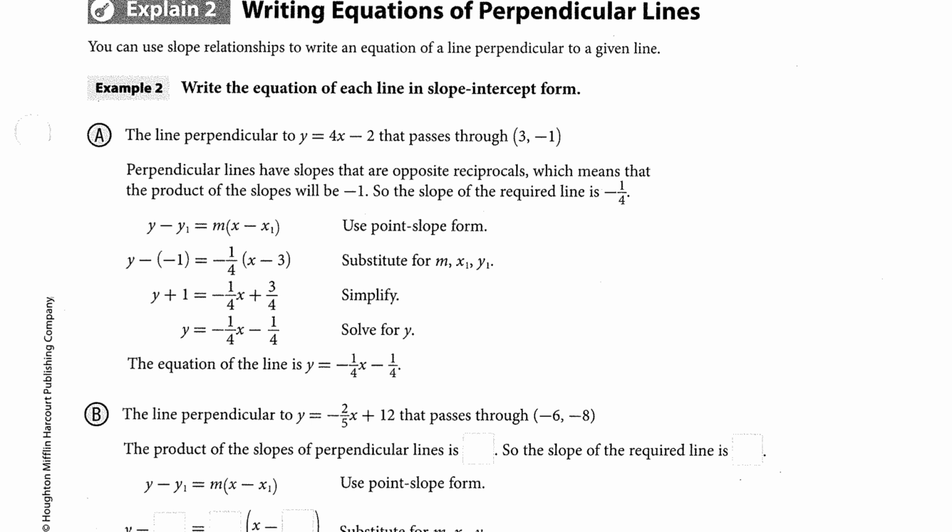Then use point slope form. Substitute m for negative 1/4. x1 will be substituted with 3, and y1 is substituted with negative 1. They simplify. You can see here they've changed the minus and negative to a positive 1. They've distributed their negative 1/4. Then they've moved this piece over to the other side, and they end up with the equation y equals negative 1/4 x minus 1/4.